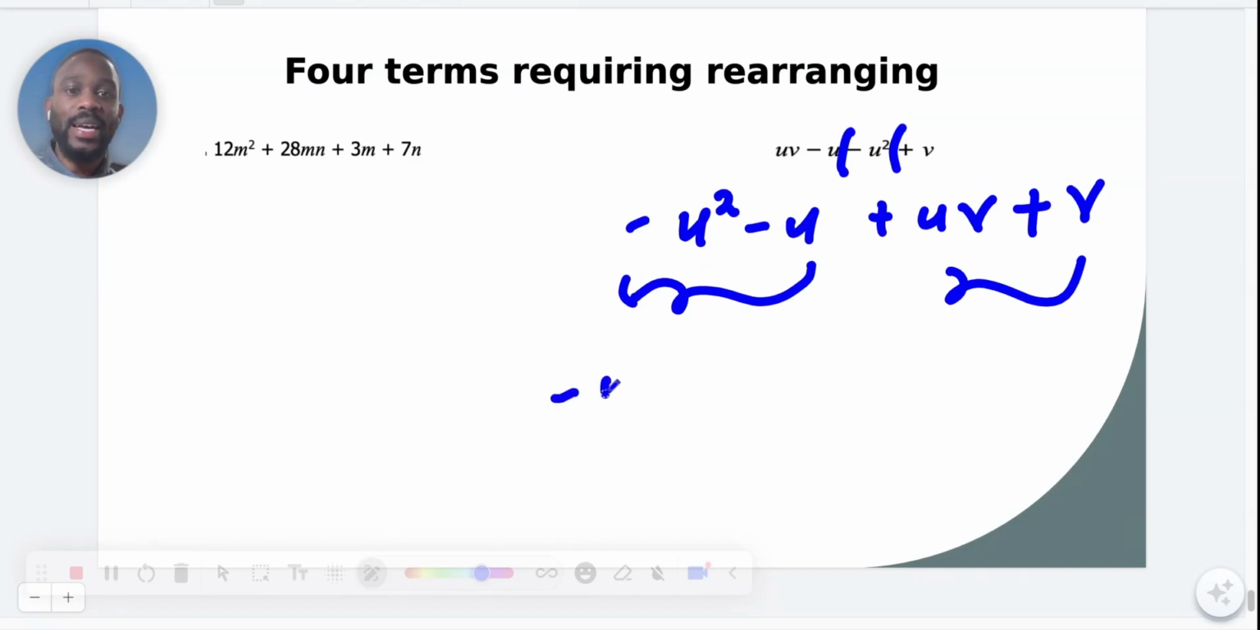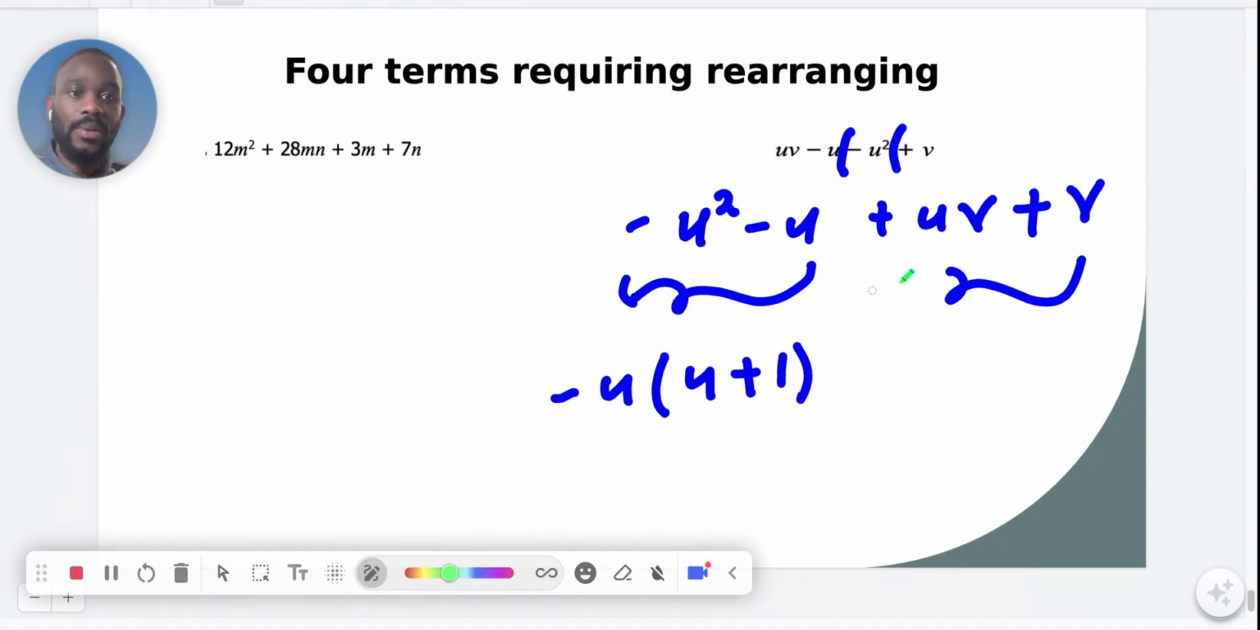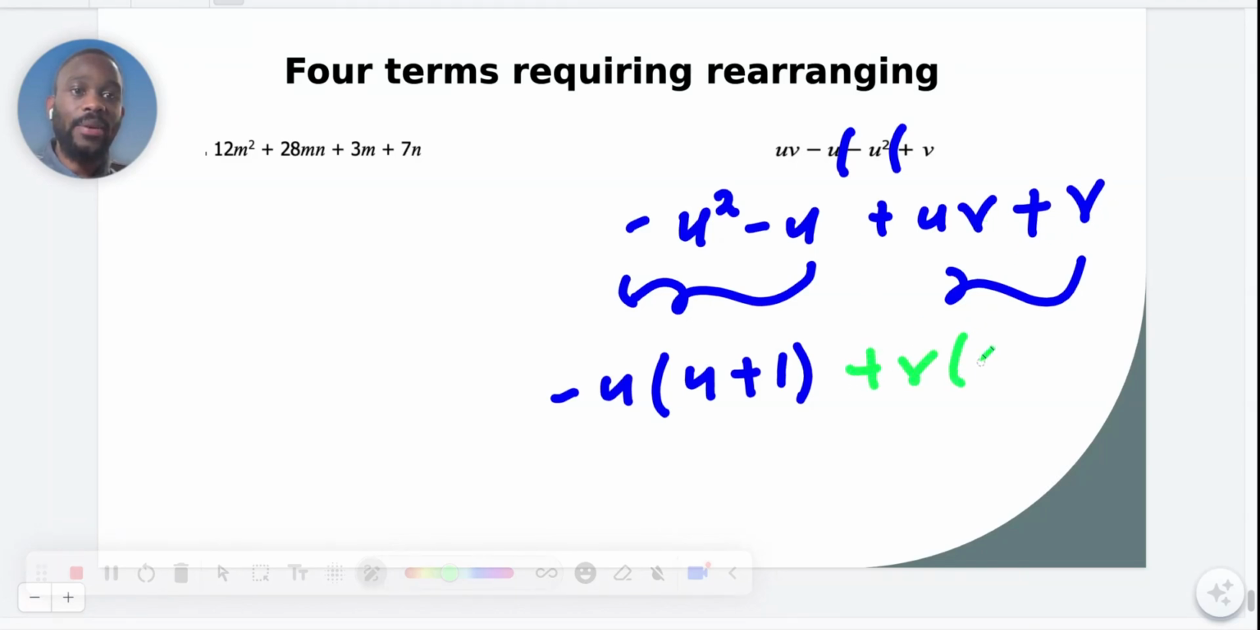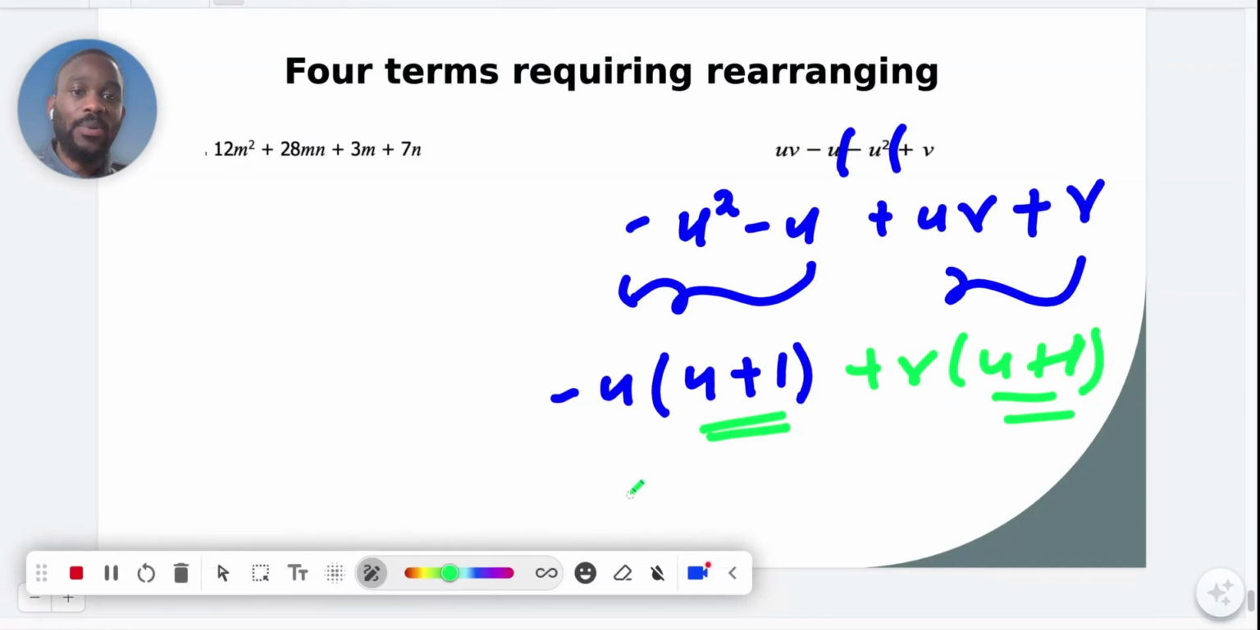So I'll factor out the negative u. I'll be left with, looking at the last terms, what is common? I'm already seeing a v. So I'll factor out the v, and then I'll be left with u plus 1. So here, you see what I have in parentheses is identical, so I'm on the right track. Whatever I have outside parentheses, I will combine them.